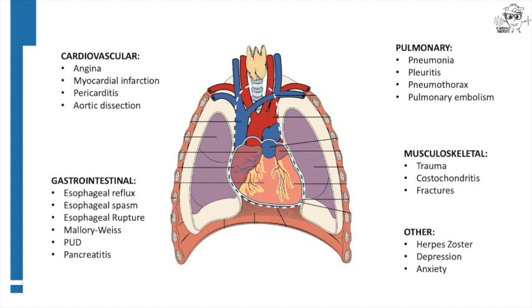There are many causes of chest pain, but it's best to think of the differentials according to organ systems: cardiac, pulmonary, gastrointestinal, musculoskeletal, and others. Within each of these categories, there are a couple of life-threatening diagnoses that you must not miss. These important life-threatening differentials are shown here in red. These are acute myocardial infarction, aortic dissection, pneumothorax with or without tension physiology, PE, and esophageal rupture.